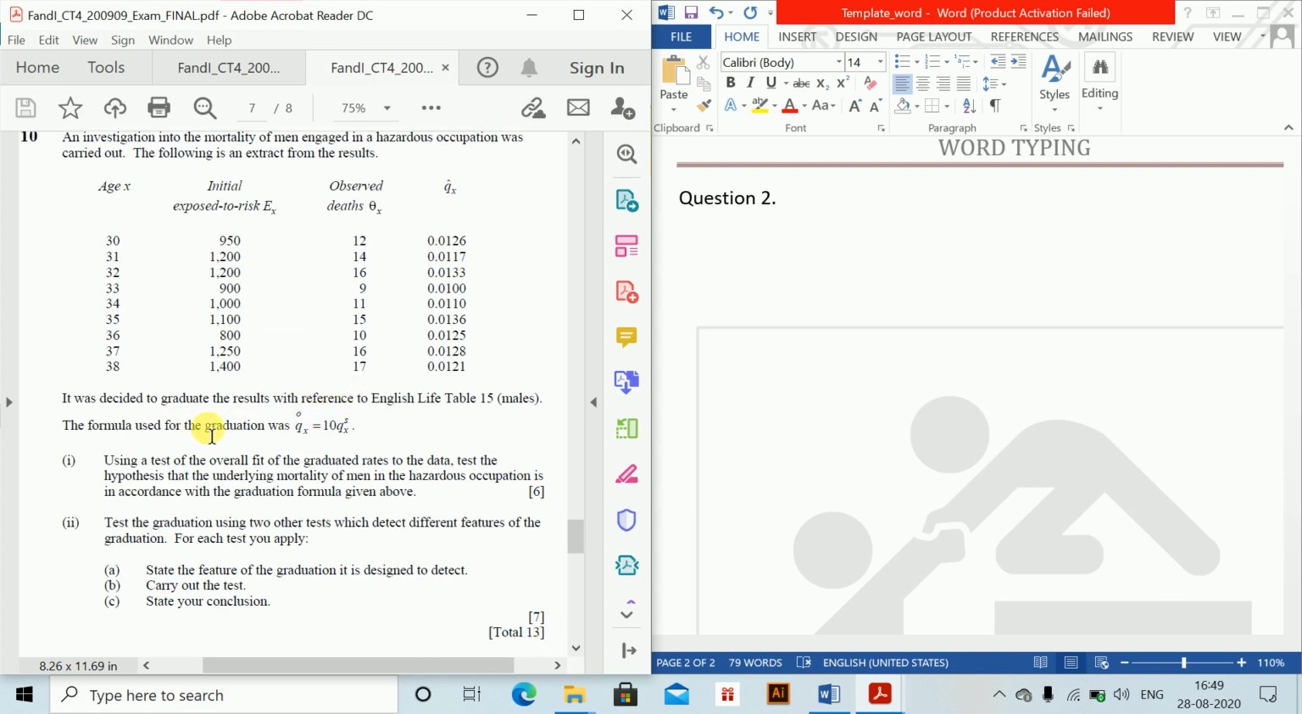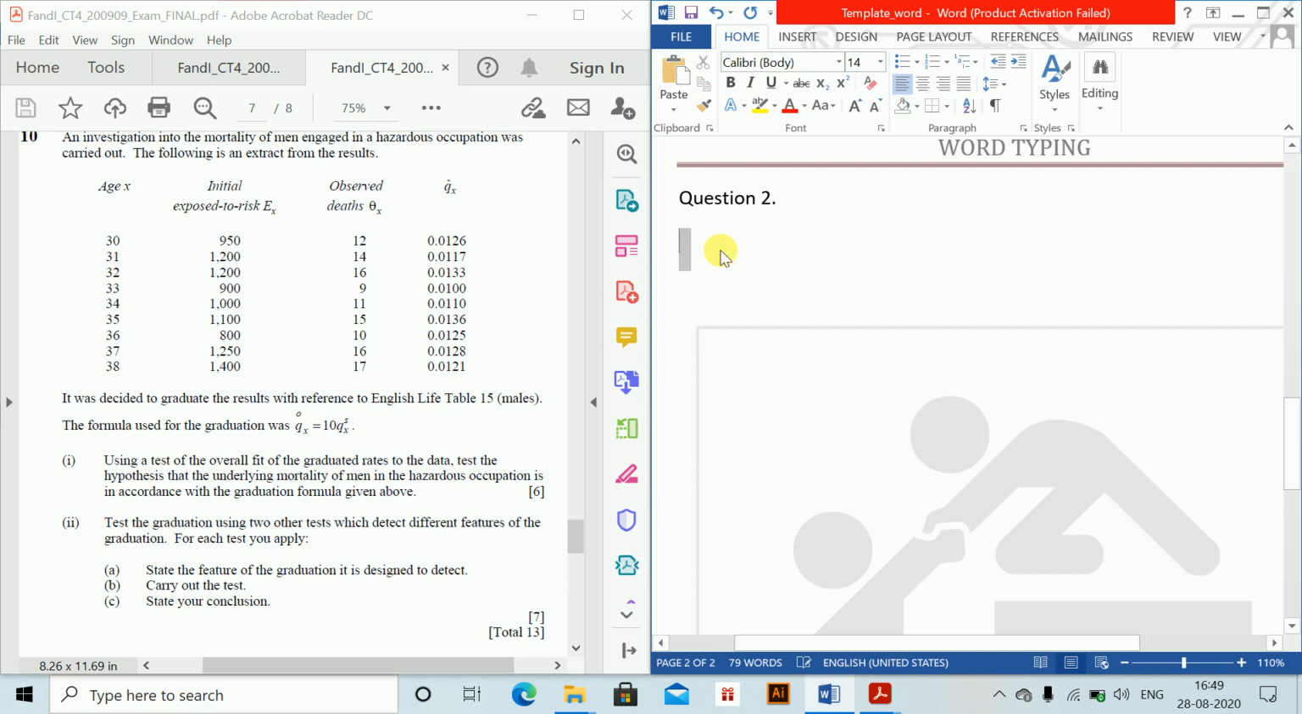The formula for the graduation was q dot x equals 10 q x s, where obviously q x s is the standard table mortality from ELT 15. Using a test of overall fit of the graduated rates, test the hypothesis that the underlying mortality of men in the hazardous occupation is in accordance with the formula given above.